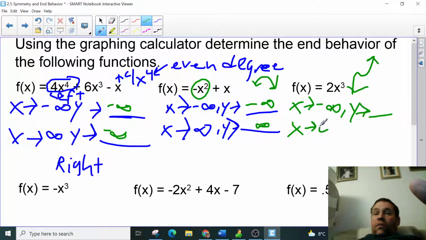As x goes to the right, positive infinity, y goes to blank.